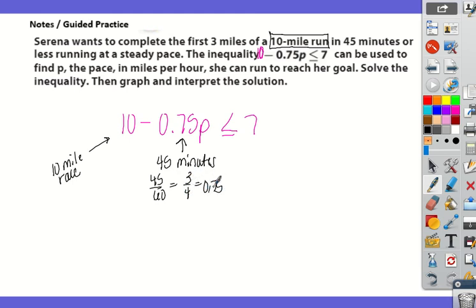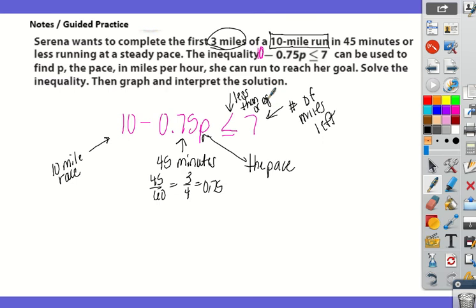Just in case you were wondering where that 0.75 came from, it's because they took the 45 minutes out of the 60-minute hour, reduced it down to a fraction, and converted it to a decimal. And then the p is going to be the pace at which she runs, and she wants to find out her pace. And the 10 minus the 3 is the number of miles left, because she already ran the 3 miles of the 10-mile race. So again, understanding where this came from. And then is less than or equal to, which also could be at most 7, because that's her goal. She only has 7 miles left.